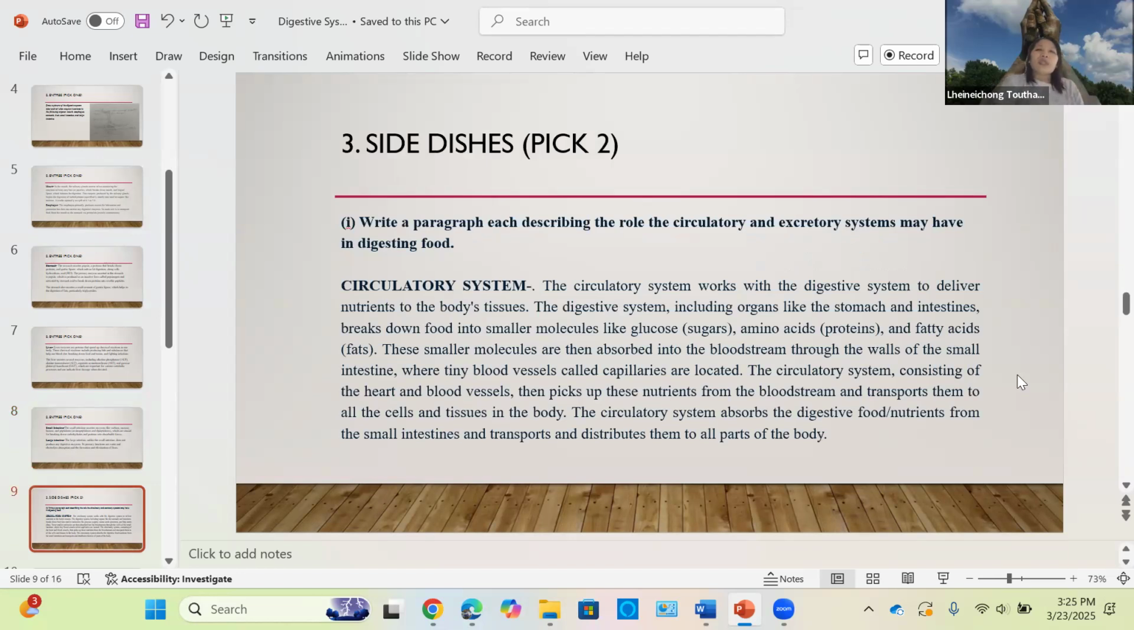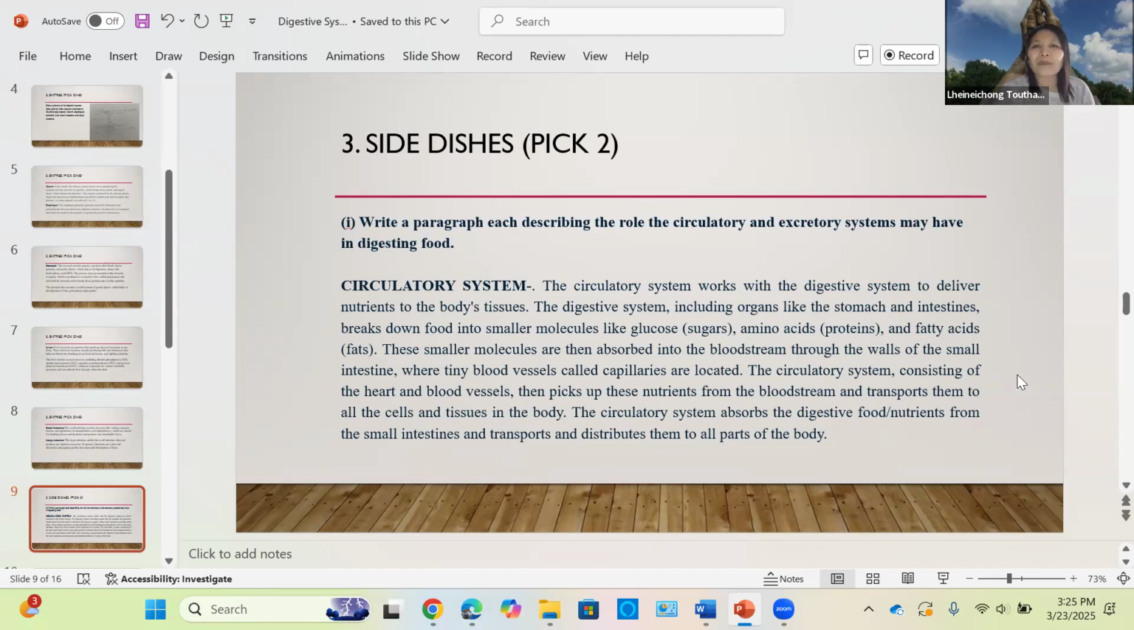And for the side dishes, I picked two from this menu board that describe the role of the circulatory system and the excretory system in digesting food. So the circulatory system works with the digestive system to deliver nutrients to the body's tissues.